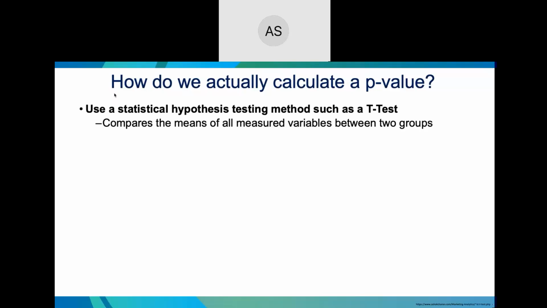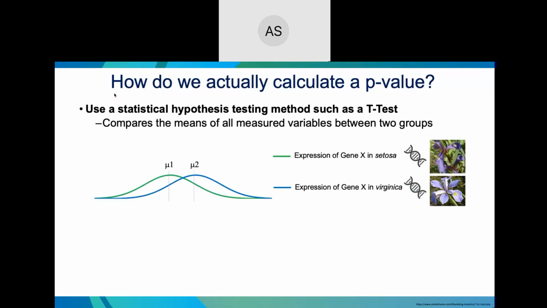So the t-test, just at its core, compares the mean value of all the measured variables between two groups. So if you're looking at 55,000 genes or 100,000 genes, you're going to compare the means 55,000 times for all the measured variables between whatever two groups you're interested in comparing. So I have a little graphic here to hopefully make this a little bit more clear.